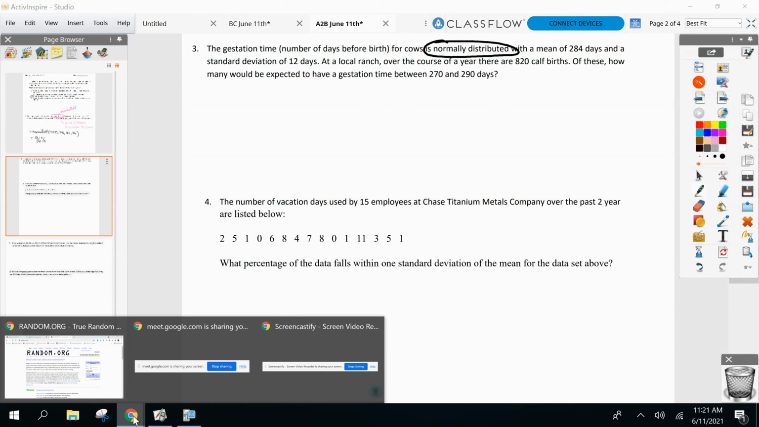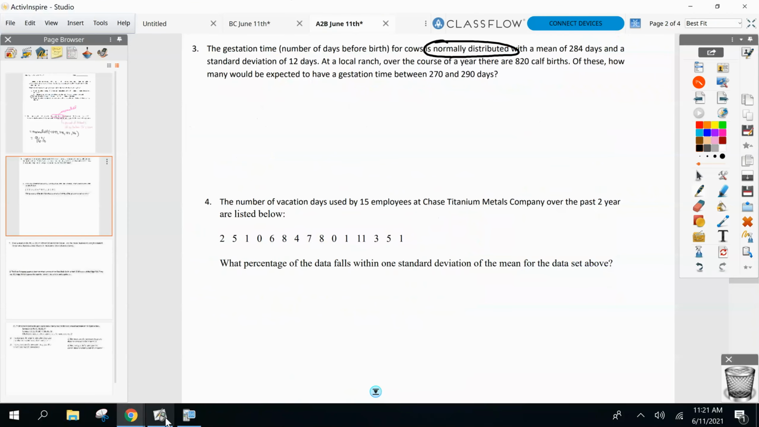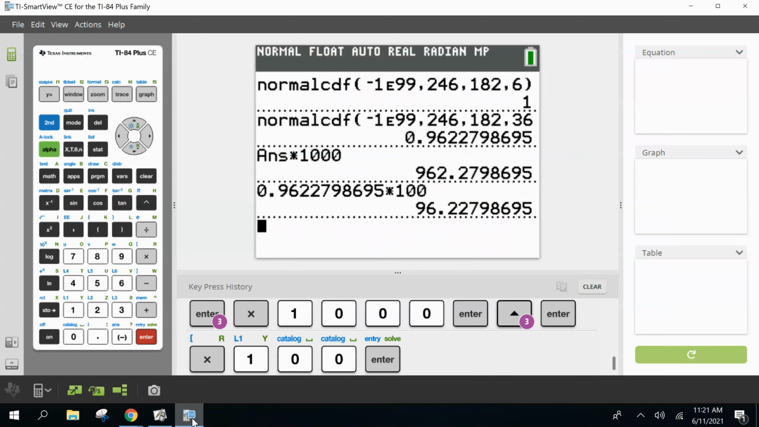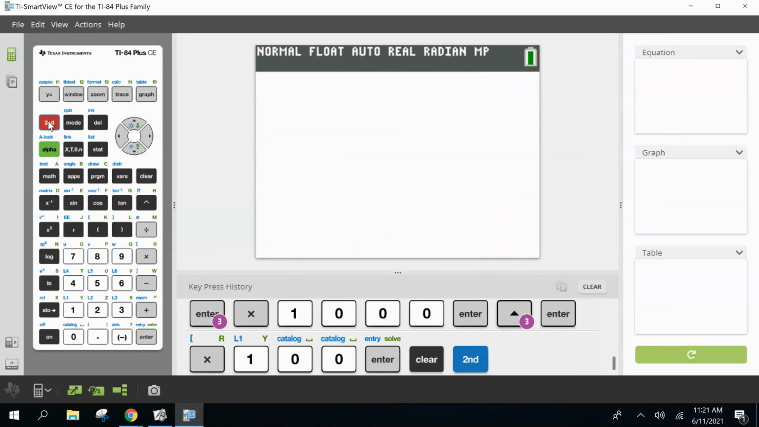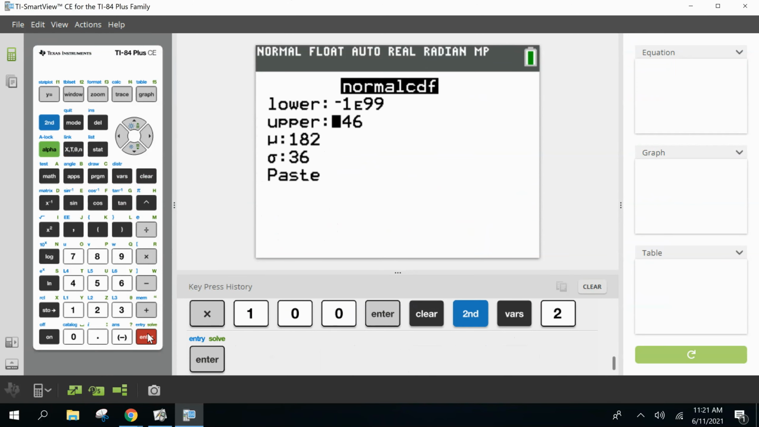Even though Caroline just did a problem like that, I still want to know where you're going on the calculator. Second vars. Which one? 2. All right, go back to the problem here.